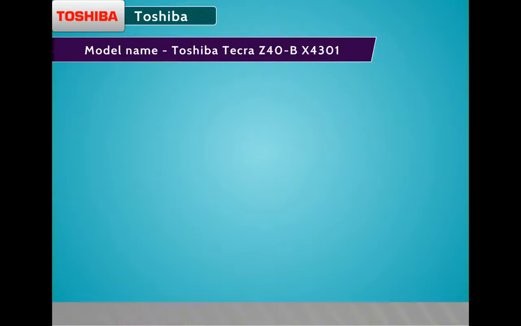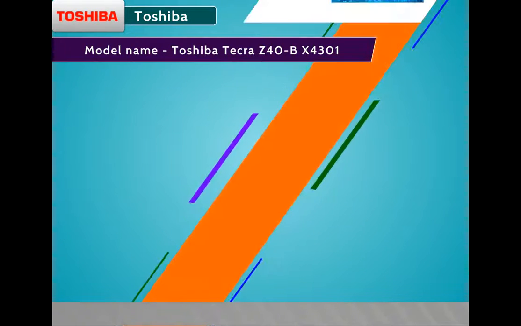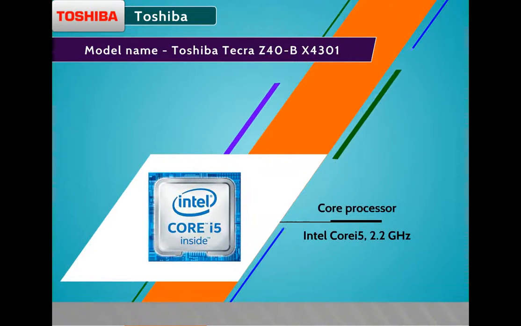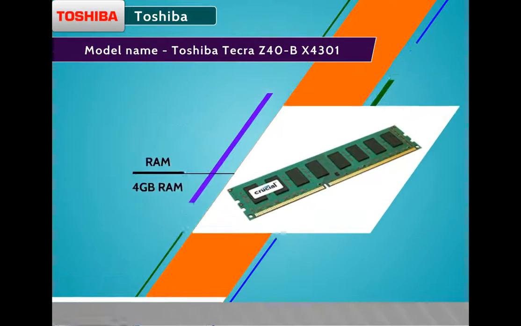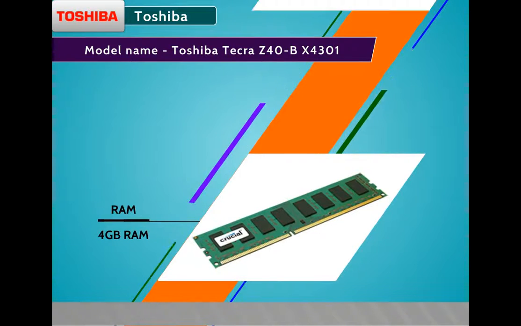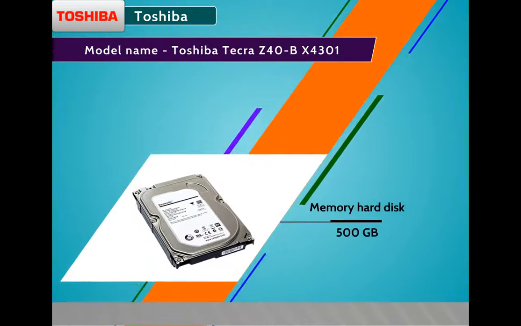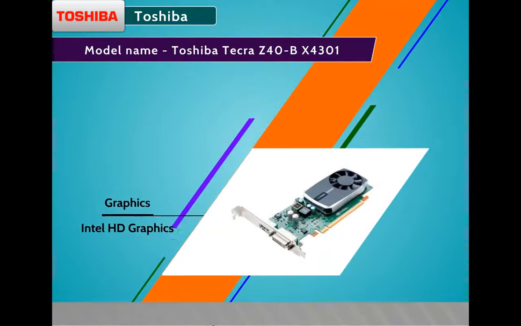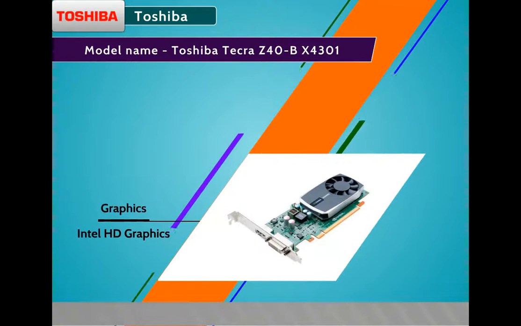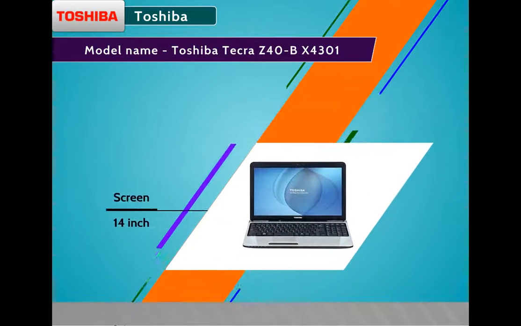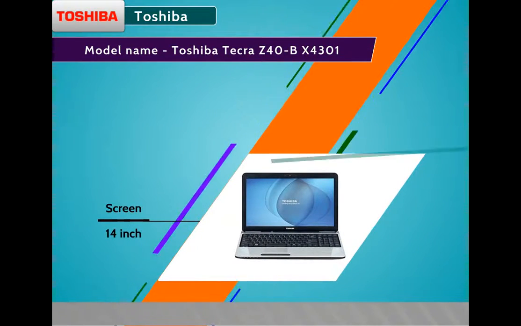Model name, Toshiba Tecra Z40BX4301. Core processor, Intel Core i5 2.2 GHz. RAM, 4 GB RAM. Memory hard disk, 500 GB. Graphics, Intel HD 4400 graphics. Screen, 14 inch.